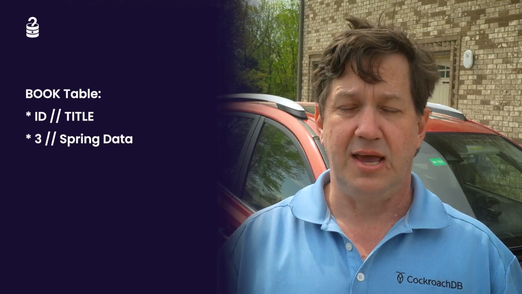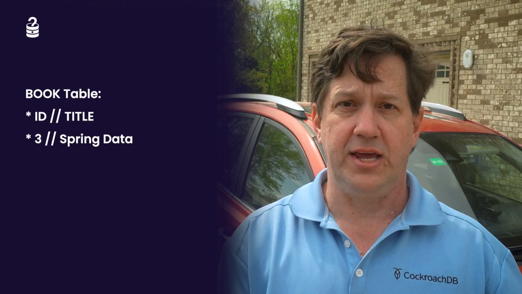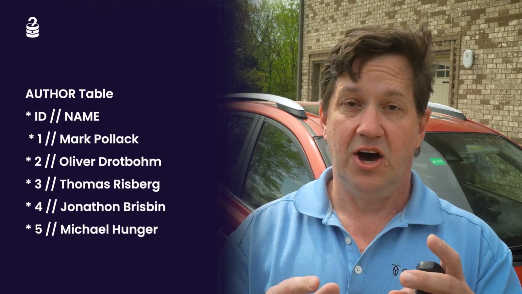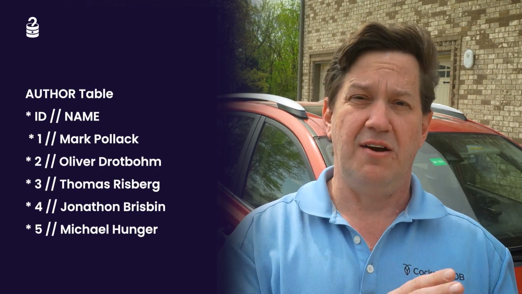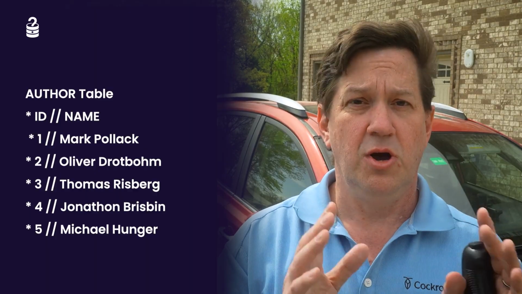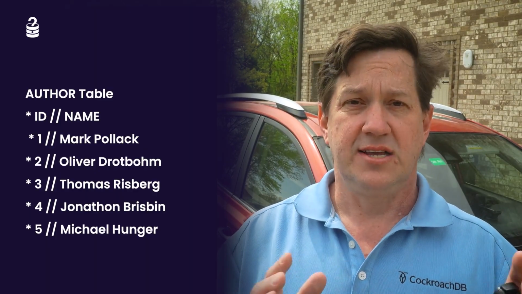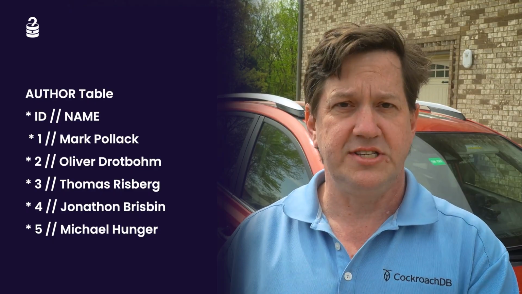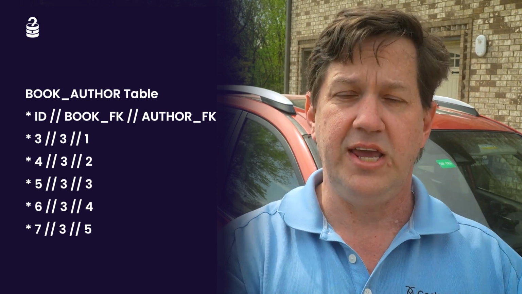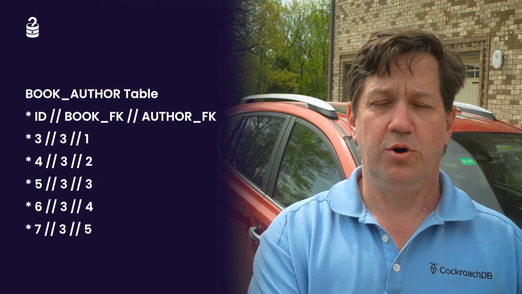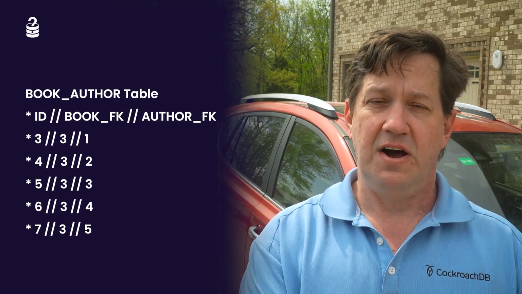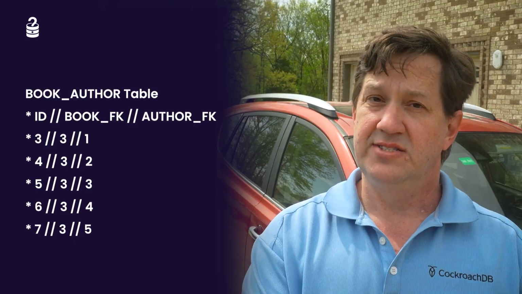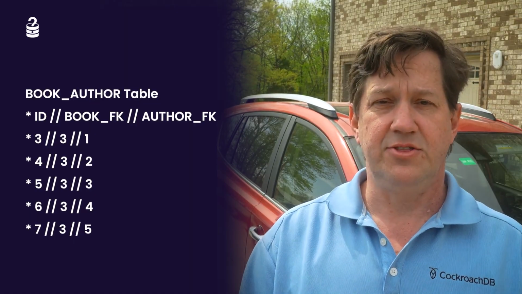What about the Spring Data book that we saw in prior videos? On the book table for ID and title, we would have 3 with Spring Data. In the author table with ID and name, we would have 1, Mark Polak, 2, Oliver Dropbaum, 3, Thomas Reesberg, 4, Jonathan Brisbane, and 5, Michael Hunger. The book author table with ID, book FK, and author FK would have 3, 3, 1, 4, 3, 2, 5, 3, 3, 6, 3, 4, and 7, 3, 5.